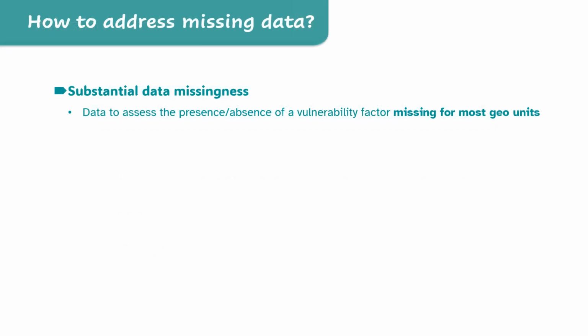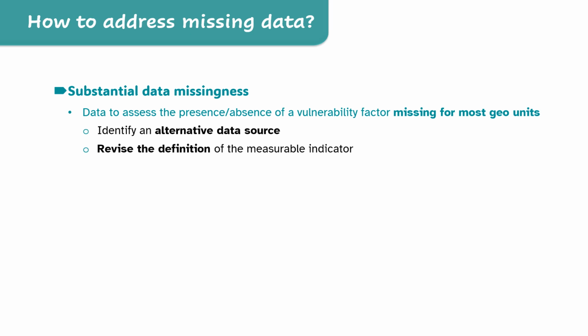There is substantial data missingness if data to assess the presence or absence of a vulnerability factor is missing for most geographic units. In that situation, it is recommended to look for an alternative data source or to revisit the definition of the measurable vulnerability indicator.